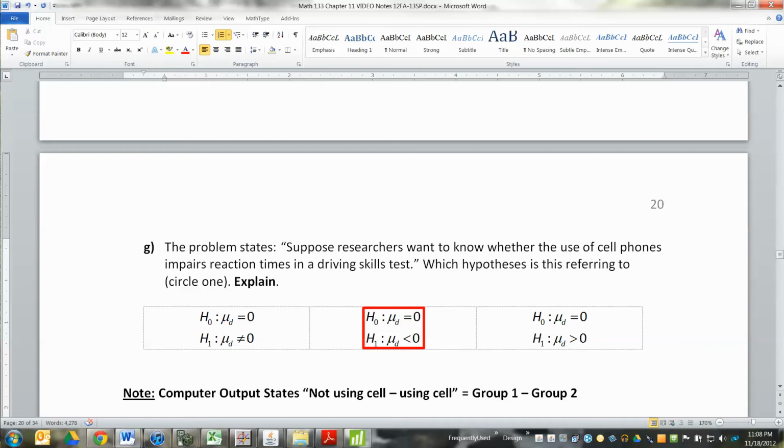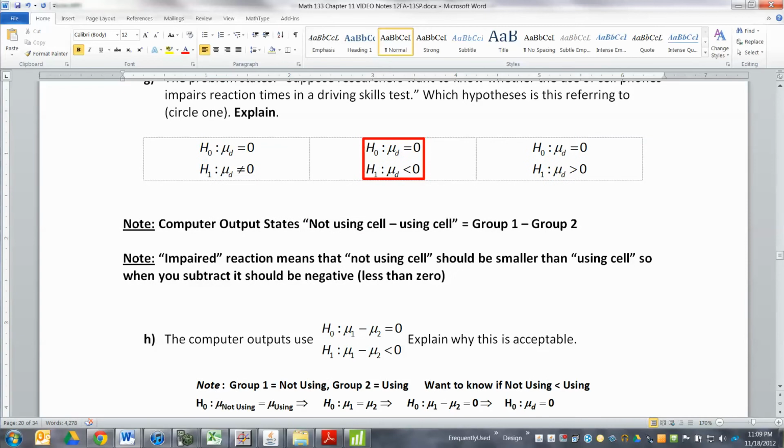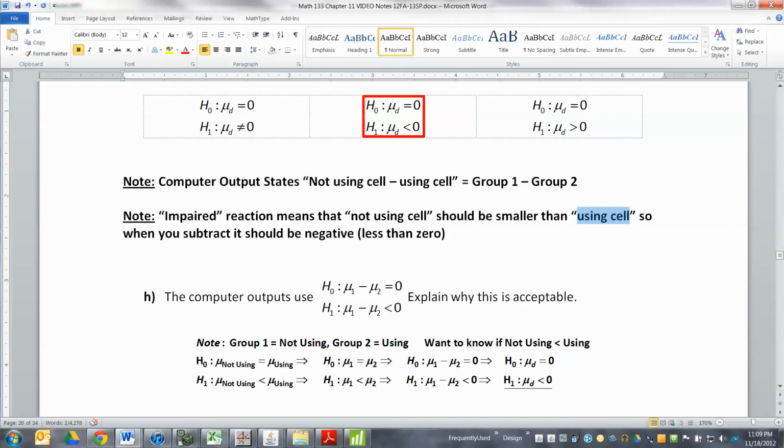All right, now the problem states that suppose researchers wanted to know whether the use of cell phones impairs reaction time in a driving skill test. Which one of those is this? All right, so it's the middle one, but let me explain why. Because it said that we were doing not using cell minus using cell. Now let's think about this. If your reaction time is impaired, that means that when you're using the cell, it's going to take you longer than when you're not using the cell. When you're not using your cell phone, it should be smaller than when you use your cell phone. That's why when you take the difference, you should be getting a negative number, less than 0.